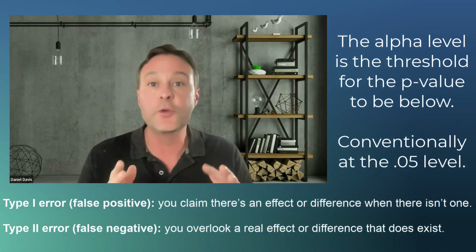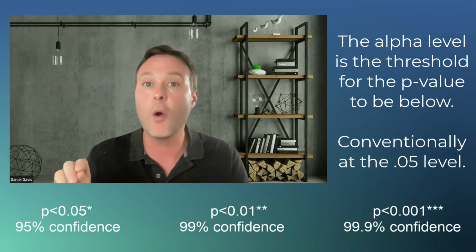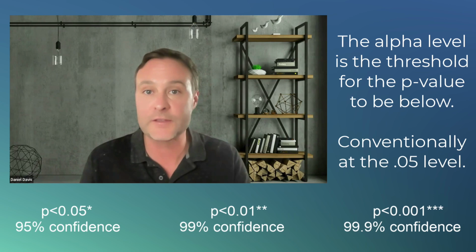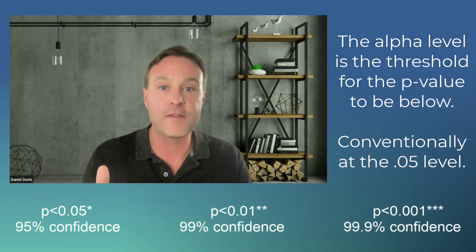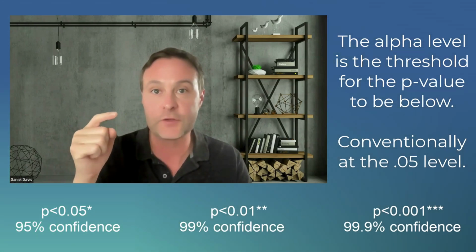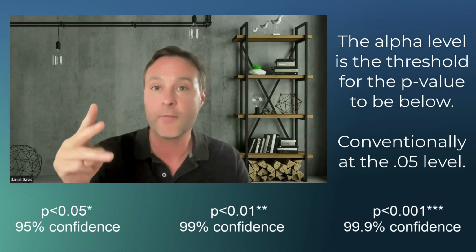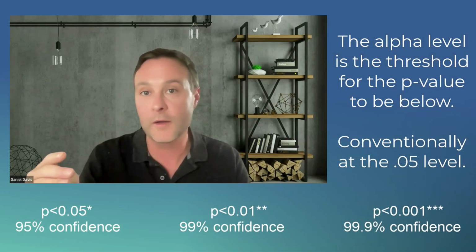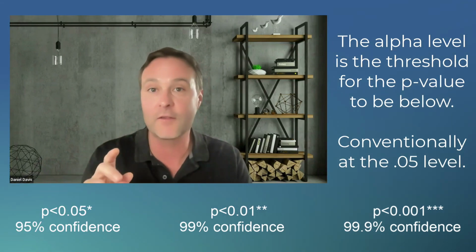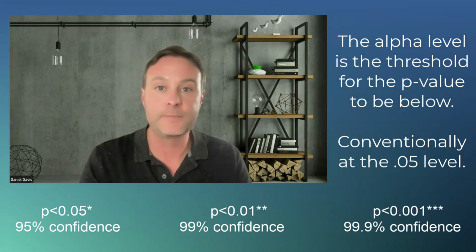But some fields, it's worth noting, do use stricter thresholds. They might use p has to be below 0.01 or even 0.001, such as in medicine or physics, where false positives can have a lot more serious consequences. And if you're reading a journal article, you'll often see asterisks on findings that have a p-value below these thresholds. One asterisk usually means the p-value is below 0.05. Two asterisks mean it's below 0.01. Three asterisks mean it's below 0.001. Or another way of saying that is there's 95% confidence, 99% confidence, or 99.9% confidence that the results you got were not simply due to random chance.